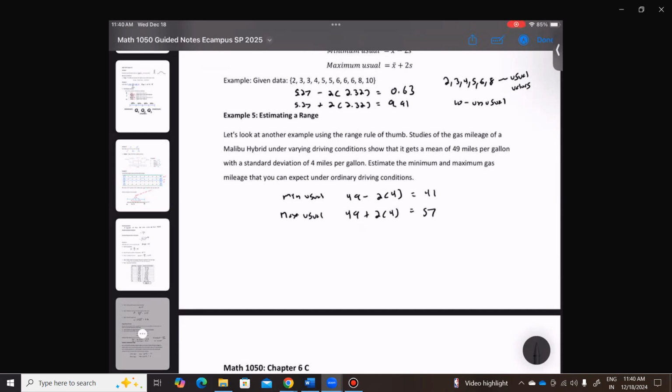If the car's not getting that, maybe something's wrong with it. If it's getting more than that, I don't really know why it would, but maybe the driver knows how to drive in such a way. But that's how you would calculate the usual values.